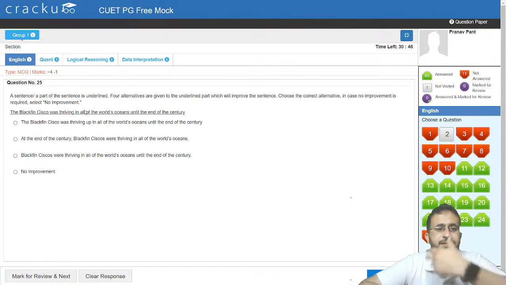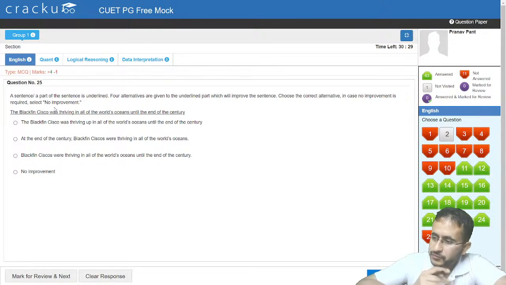Last one, the blackfin Cisco was thriving in all of the world's oceans until the end of the century. So blackfin Cisco is a kind of bird. Okay, the blackfin Cisco. No, you will not use the blackfin Cisco. You will use plural for bird, like fishes, right? This is a breed of fish, blackfin Cisco. So it should be blackfin Ciscos. And this looks fine. Blackfin Ciscos were thriving in all of the world's oceans until the end of the century. So that looks fine.